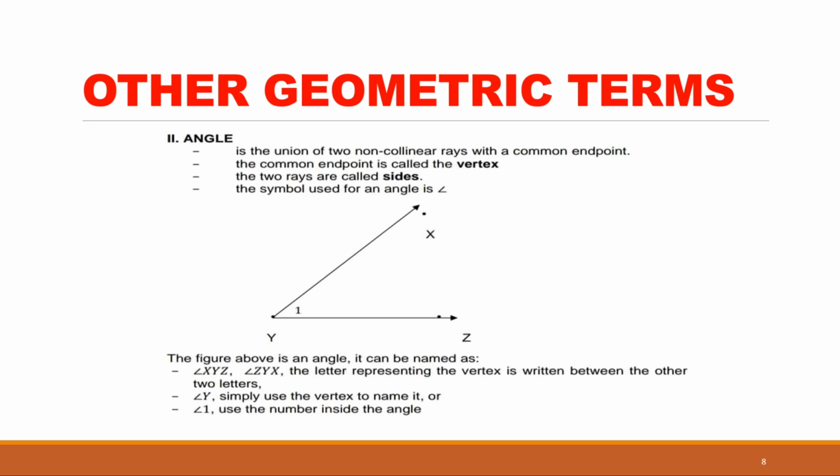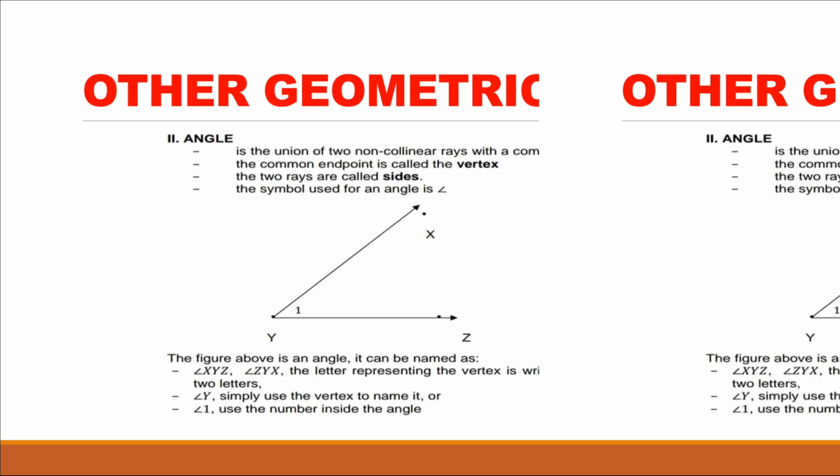Illustrated, we have the vertex Y, and we have X and Z. The figure above is an angle. You can name an angle using three capital letters. The middle is always the vertex. So we have angle XYZ or angle ZYX. The letter representing the vertex is written between the other two letters. You can also name it angle Y, simply using the vertex. Or you can name it by number, angle 1, using the number inside the angle.